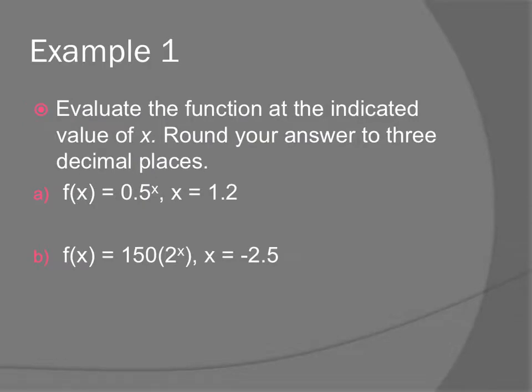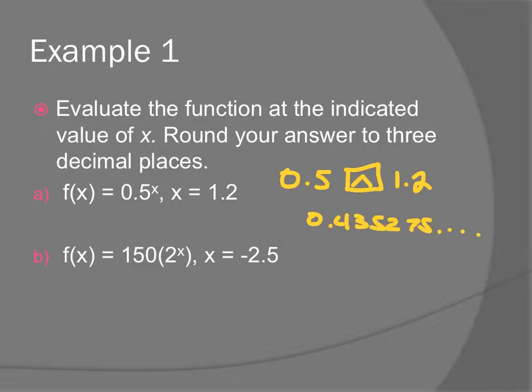So we start, this is where you need your calculator. Easy stuff, just typing it in. Just be careful how you type it in. It says evaluate the function at the indicated value of x and round your answers to 3 decimal places. So if you're using a graphing calculator, you'll type in the number like 0.5. And then you have that little caret button that looks like this. That's in between the division and the clear sign. And then you'll type your exponent in like 1.2, okay? So 0.5 raised to the 1.2, and you get 0.43527, so on and so forth.